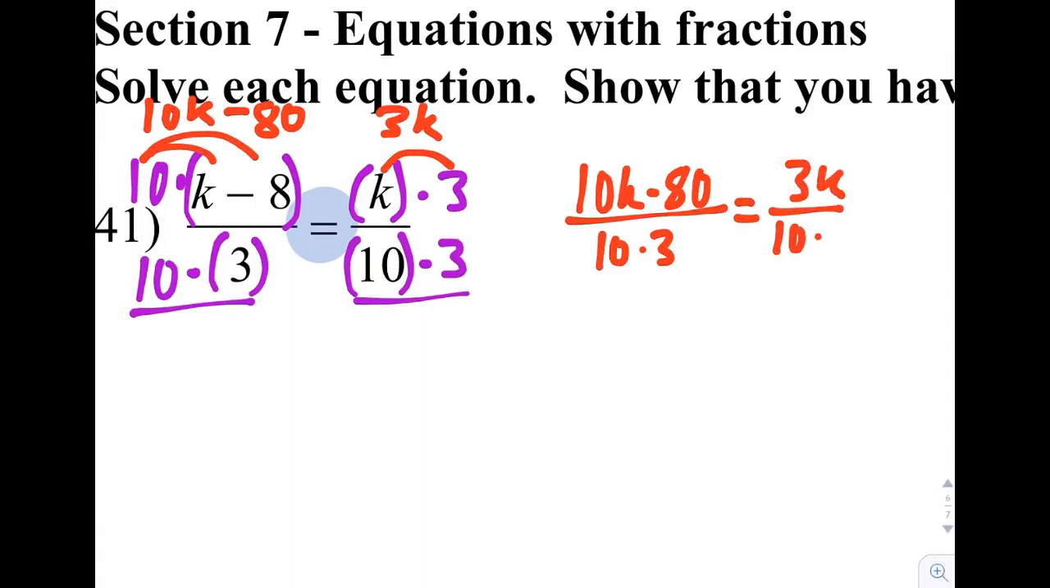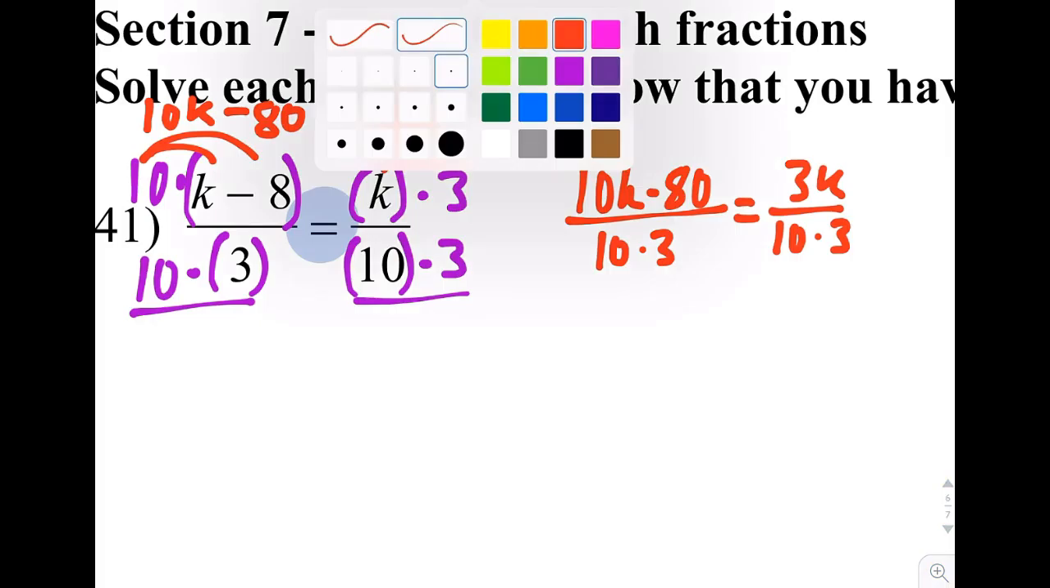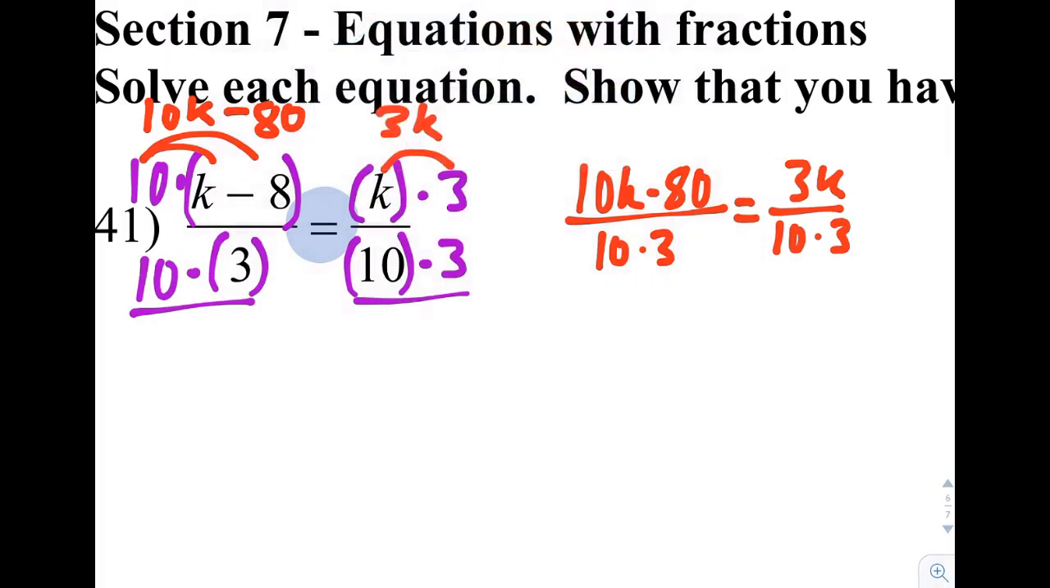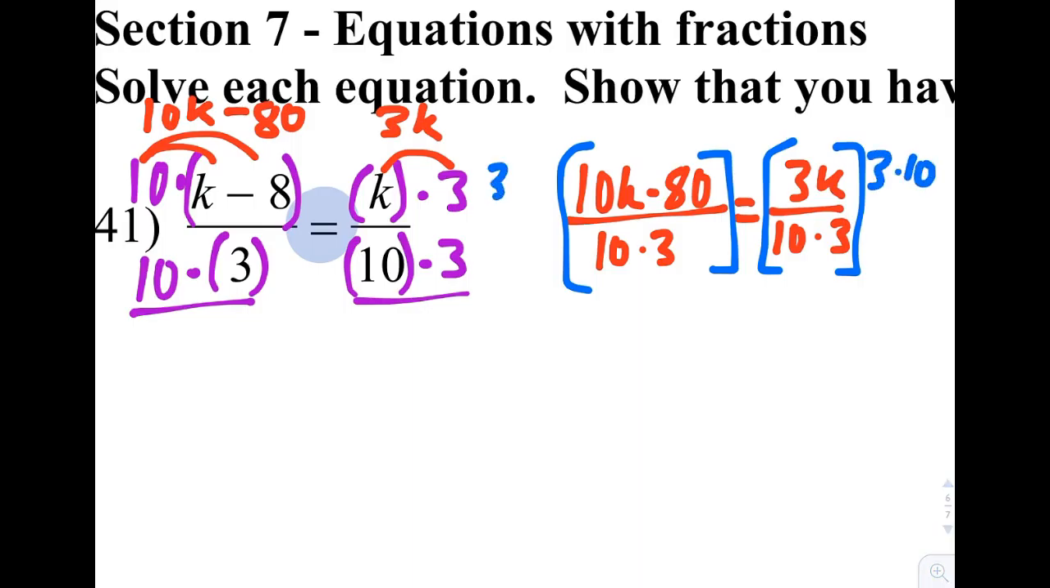over 10 times 3. Now don't try to start reducing this right away because that would defeat the point. That would go backwards from what we just did. We intentionally unreduced it to get common denominators. Watch what I'm going to do. I'm going to take the entire left side and the entire right side and put some parentheses around it. I'm going to multiply both sides. Whenever I multiply both sides, I'm always multiplying by the top. Multiply it by 3 times 10. Multiply it by 3 times 10.